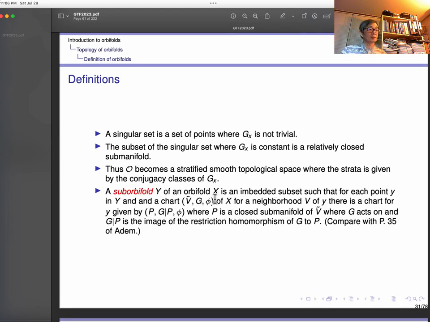And a sub-orbifold Y of an orbifold X is an embedded subset such that for each point y in Y and the chart B tilde, G, phi of X for a neighborhood B of y, there is a chart of Y given by P, G_P restricted to P, psi, where P is a closed submanifold of B tilde, and G_P is the image of the restriction homomorphism to G_P. So this is a slightly more general definition than the usual definition, but we will use that. The point is that G could act on some submanifold here, and then this will still give you the right definition.